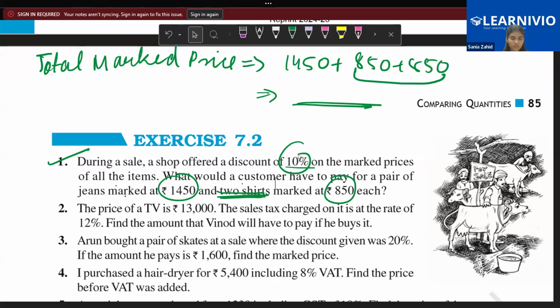Ma'am, for the pair of jeans, do we need to multiply 1450 into 2? No, there is just one pair of jeans. A pair of jeans means one jeans. Okay, ma'am.